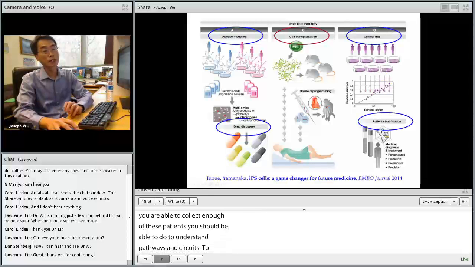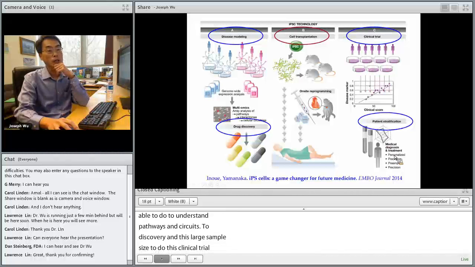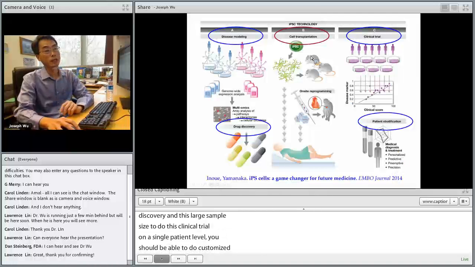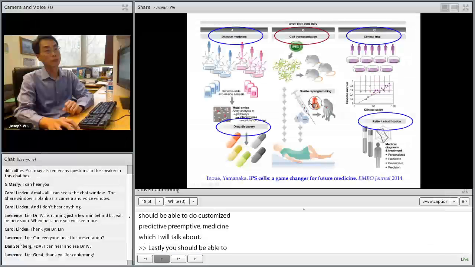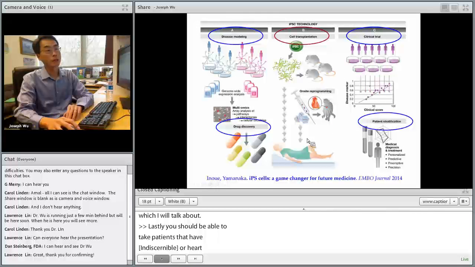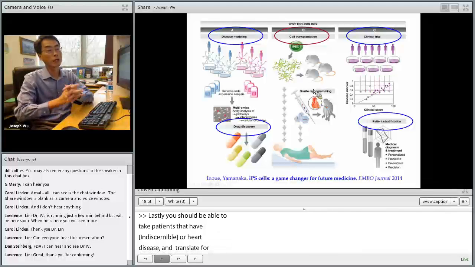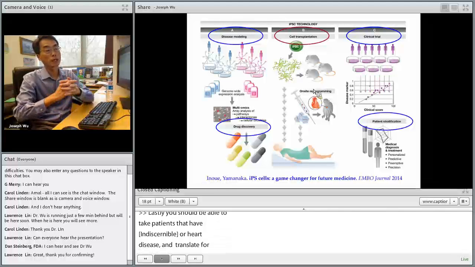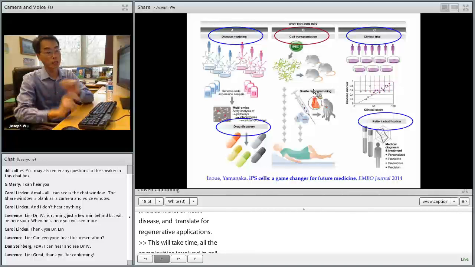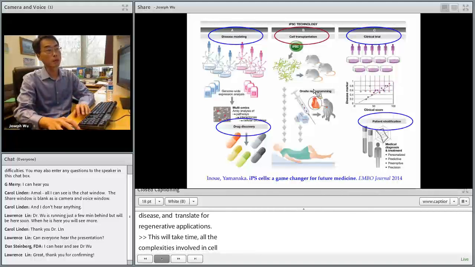On a single patient level, you should be able to do personalized, predictive, and preemptive, as well as quote-unquote precision medicine, which I'll talk about. And lastly, you should be able to take patients who have either brain disease or heart disease and generate their own patient-specific brain cells and heart cells for regenerative medicine applications. Although this is going to take a significantly longer period of time because of all the complexities involved in cell therapy, as well as the market models for doing personalized cell therapy. Because of time, I won't get into cell transplantation in today's talk.